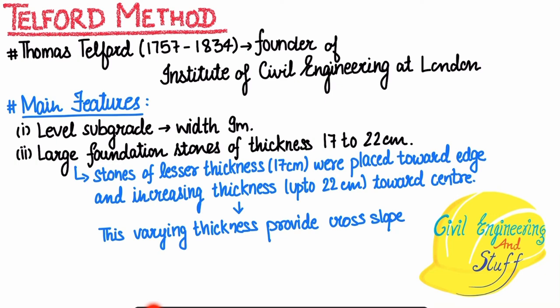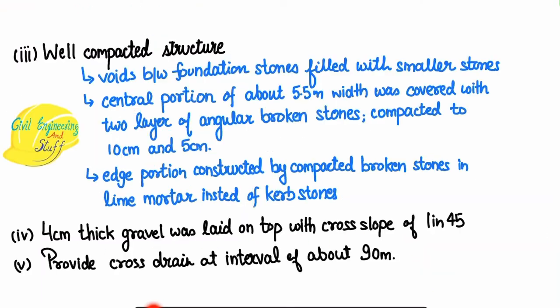Now the benefit of using these varying dimensions is that cross slope was provided right from the foundation level. Another important feature of this method of construction was that all in all it was a well compacted structure. So each layer was very well compacted. The voids between the foundation stones were filled by smaller broken stones, and the central portion was constructed in two layers, prepared with angular broken stones, and the thickness of the layers was 10 centimeter and 5 centimeter respectively.